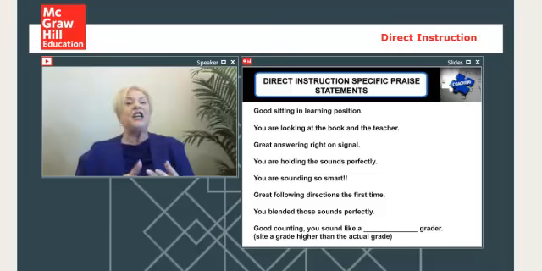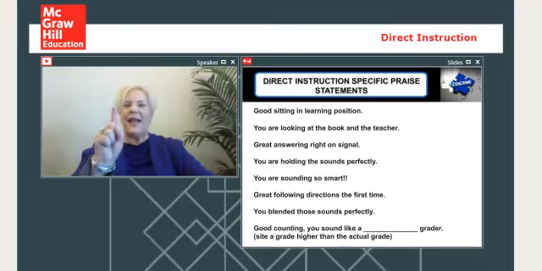T, two-handed tracking. This means one hand is on the book and the other hand, all fingers are back, and they are sliding and gliding their index finger. So tell the students, slide and glide. Okay, A, answer on signal, and R, respect other readers.